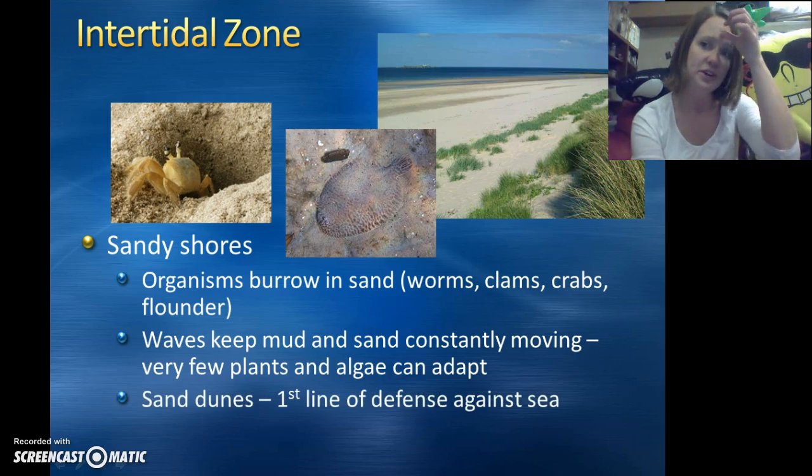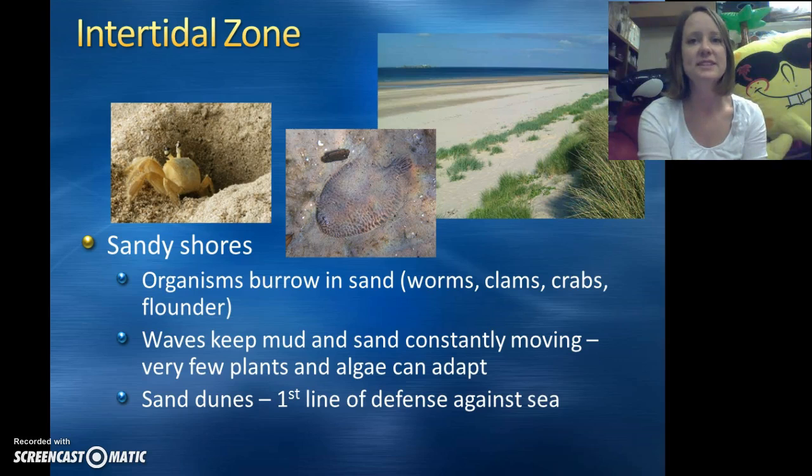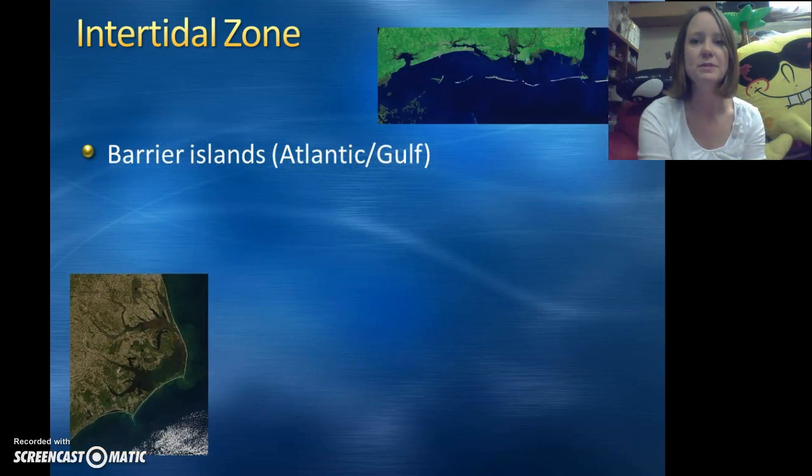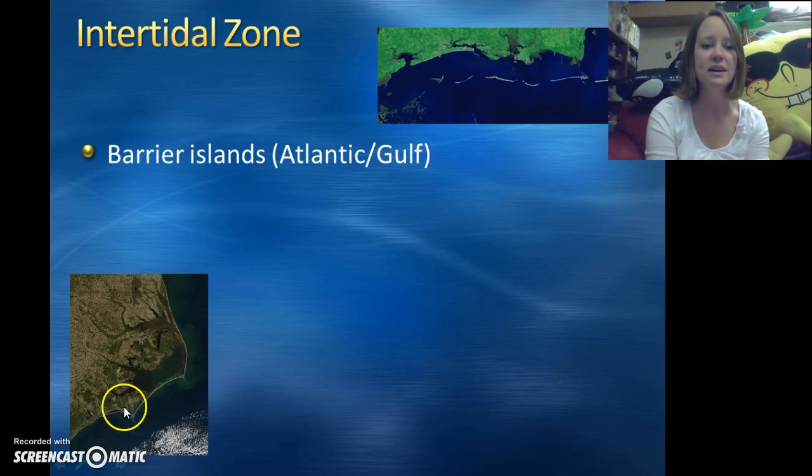Sand dunes are also one of the first lines of defense against the sea. They help protect anything behind it. They protect from wind, they protect from wave damage, so that helps with erosion. Now some coastlines like North Carolina have barrier islands, so we see that along our coast. This picture right here is on the Gulf Coast of Texas. These are the Padre Islands.